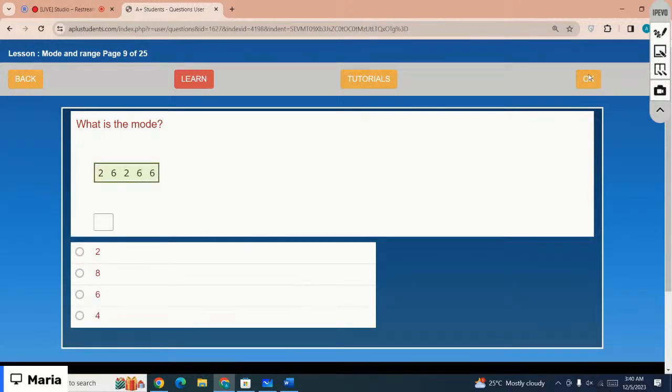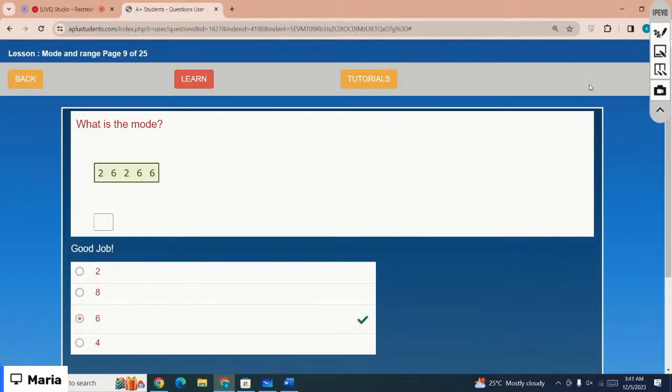What is the mode? Which is the correct option? The correct option is... the mode is the number that appears the most of the time in the data. So the mode is, yes, that is 6. The correct option is 6. The mode value is 6 because 6 is the number that appears the most of the time in the data.